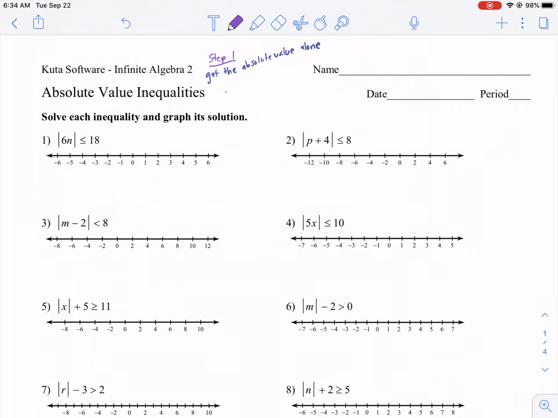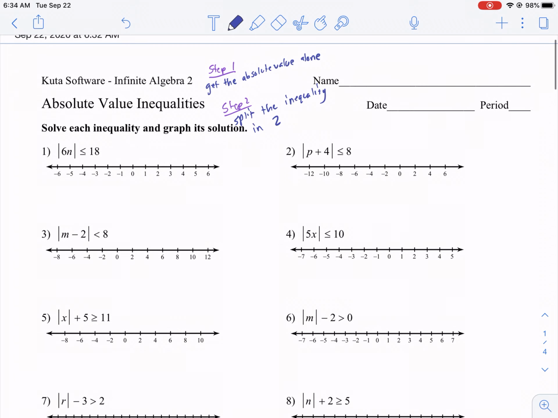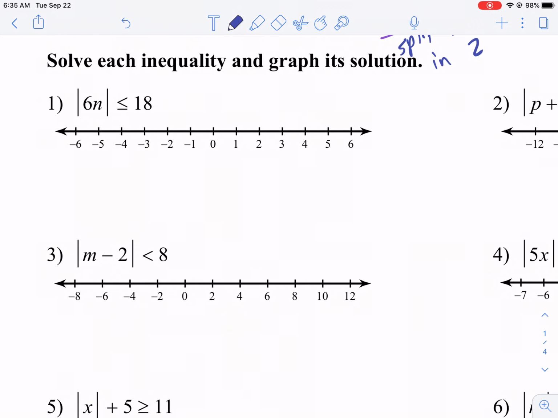So step 2, once you get the absolute value by itself, we want to split the inequality in two. What do I mean by that? Well, an absolute value is talking about the distance from 0. So as you can tell, there's two different distances we can go. We can go negative and positive. Case in point, if we have 3 and we take the absolute value, we get 3. If we take the absolute value of -3, we also get 3. So there's two different directions we can go in.